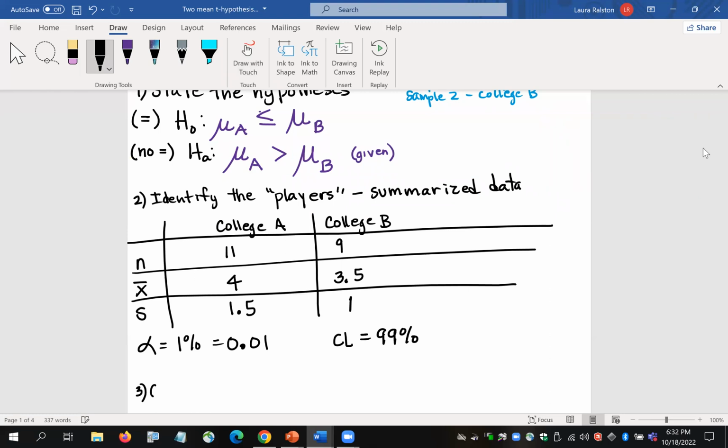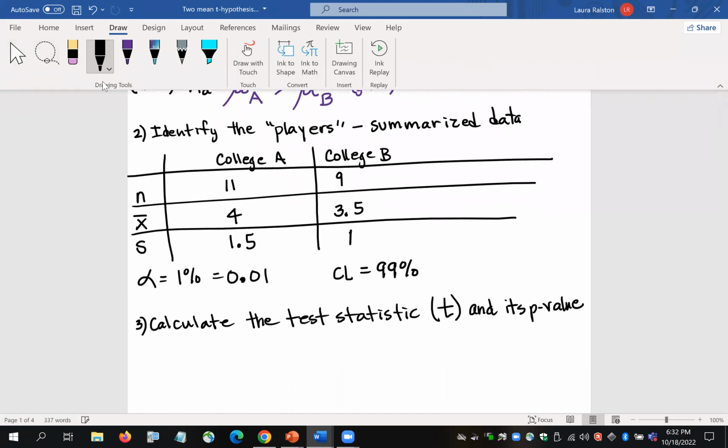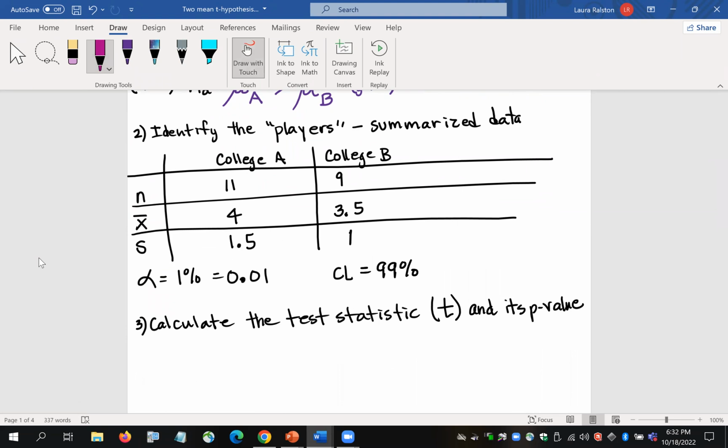So step 3 is to calculate the test statistic, which in this case is going to be a t, and its p-value. But again, guys, we don't do that by hand. We use the technology that we have been blessed with, and we use Minitab to perform these calculations. So we're going to go out and do that.